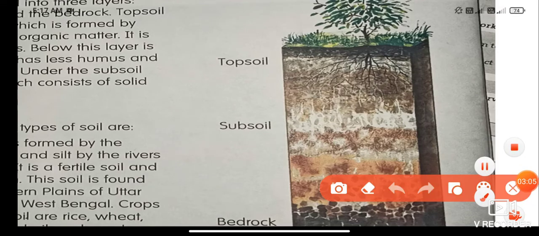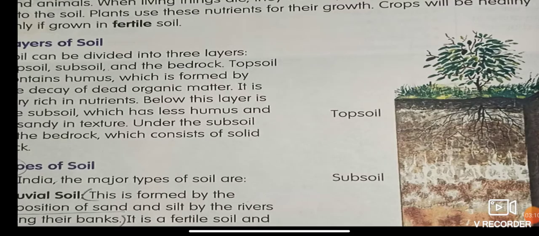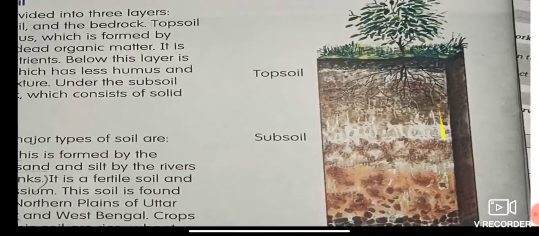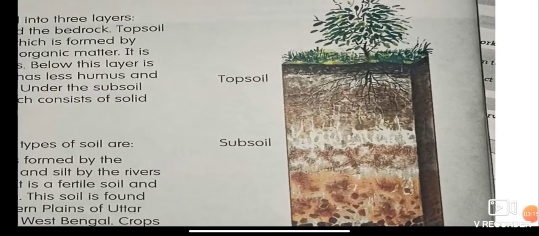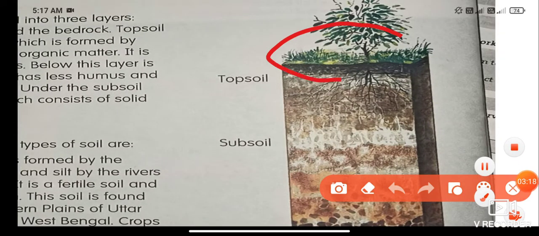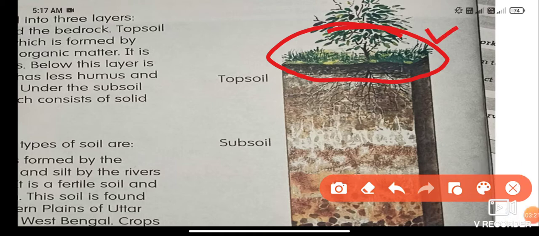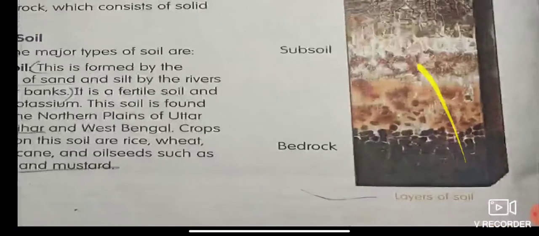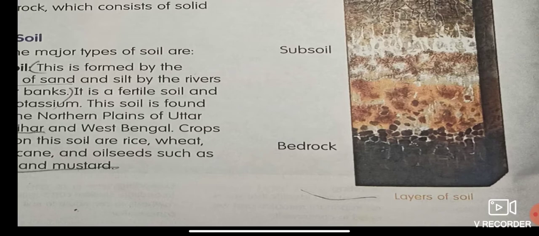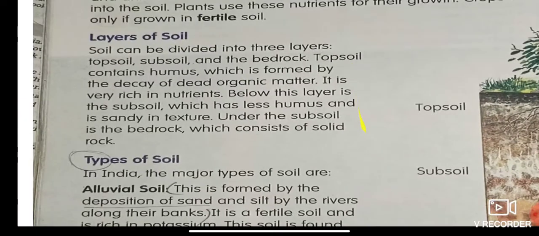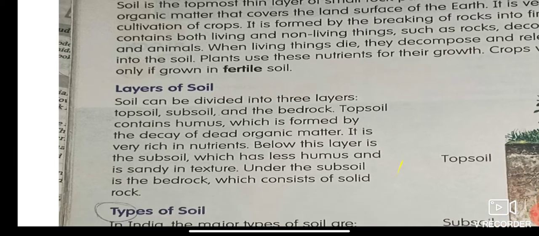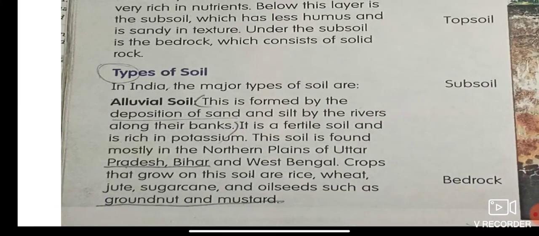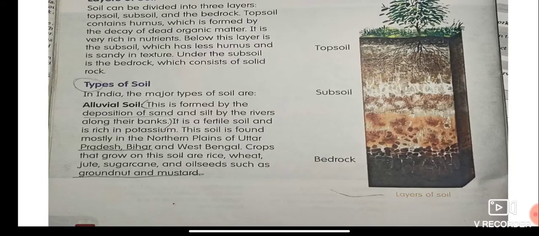So we have topsoil, subsoil, and bedrock. These are known as layers of soil. This layer is called the topsoil, where plants grow. This is called the subsoil, and the one at the bottom is called the bedrock. You can even go through this topic, layers of soil, types of soil, from your content book.